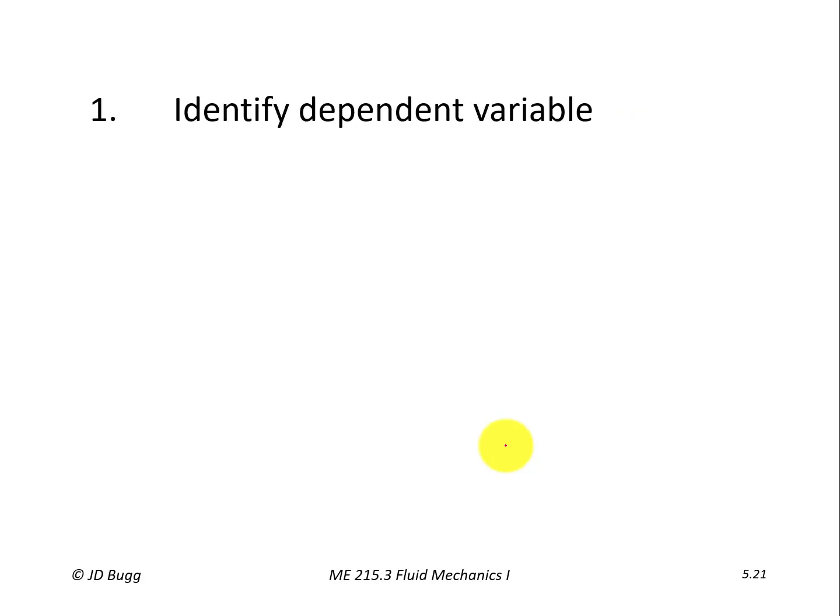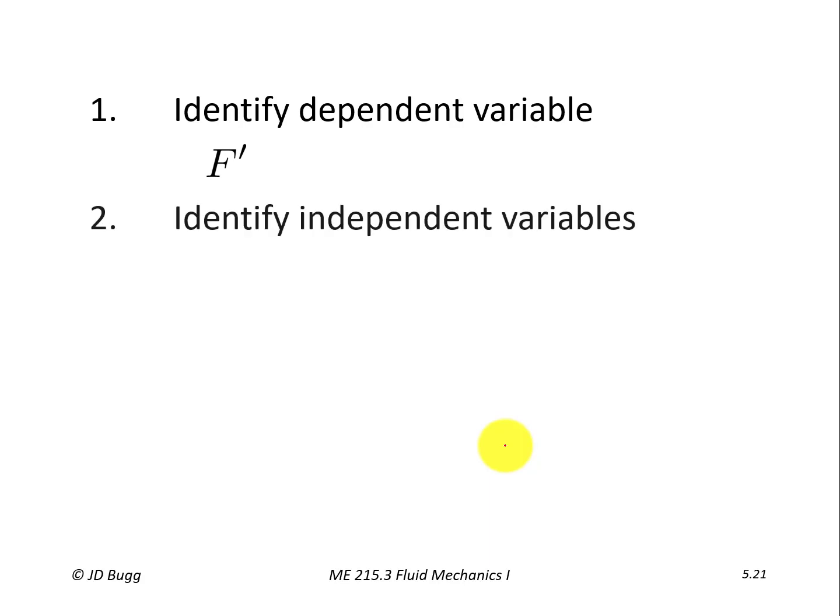that we're looking at. So first of all, identify the dependent variable. Well, we've already sort of talked about that. That's the drag force per unit length, F prime. So step 1, done. Step 2, identify the independent variables. Well, we've already sort of discussed that as well. It's the density, viscosity, velocity, and chord length. And like I say, if we wanted to do a more detailed investigation of the drag force on this airfoil, we would list more and more parameters there. So that's our dependent and independent variables.